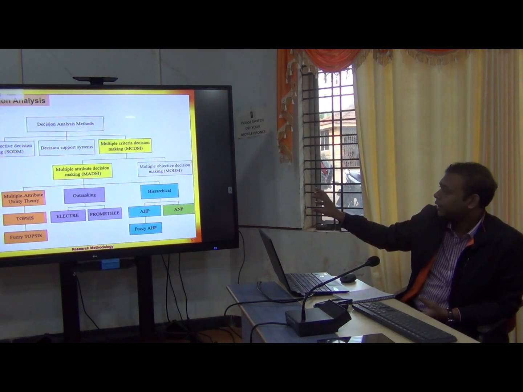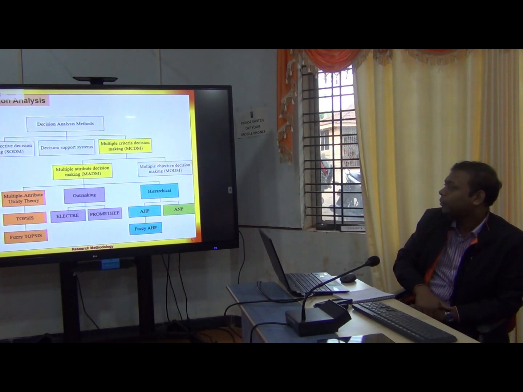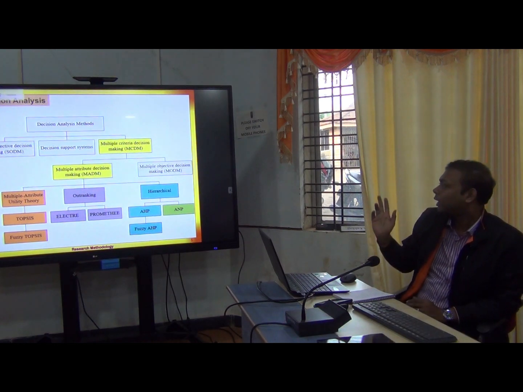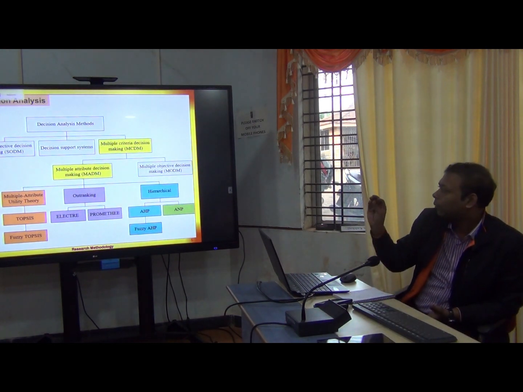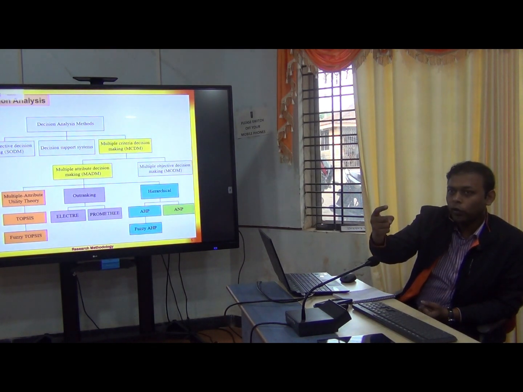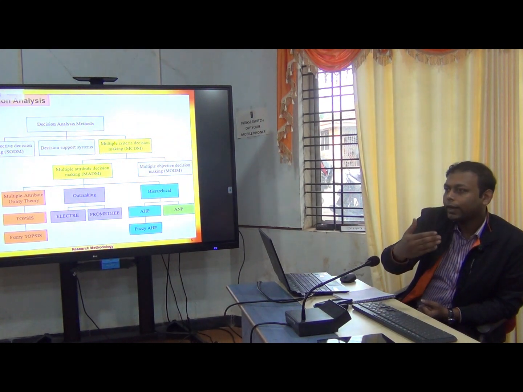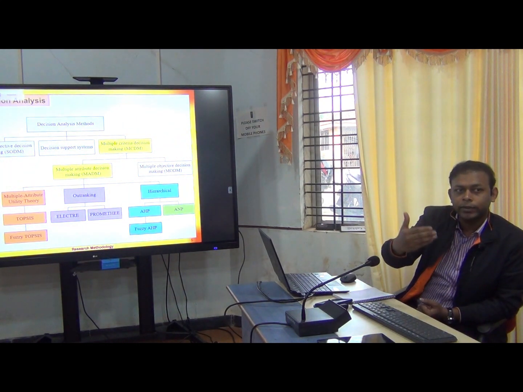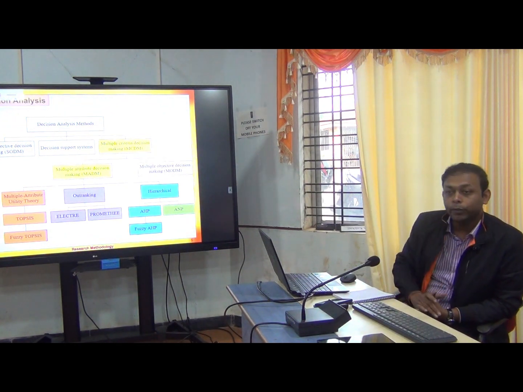Multi-criteria decision making can again be divided into two broad areas, which we call multi-attribute decision making and multi-objective decision making. The simple difference between these two techniques is that in multi-attribute decision making, there will be a number of alternatives, a number of criteria, and a single objective. Like in the mobile phone example, the objective was choosing the best mobile phone. There are a number of criteria and a number of alternatives, like three alternatives, Samsung, iPhone, and so on. So that falls under multi-attribute decision making.